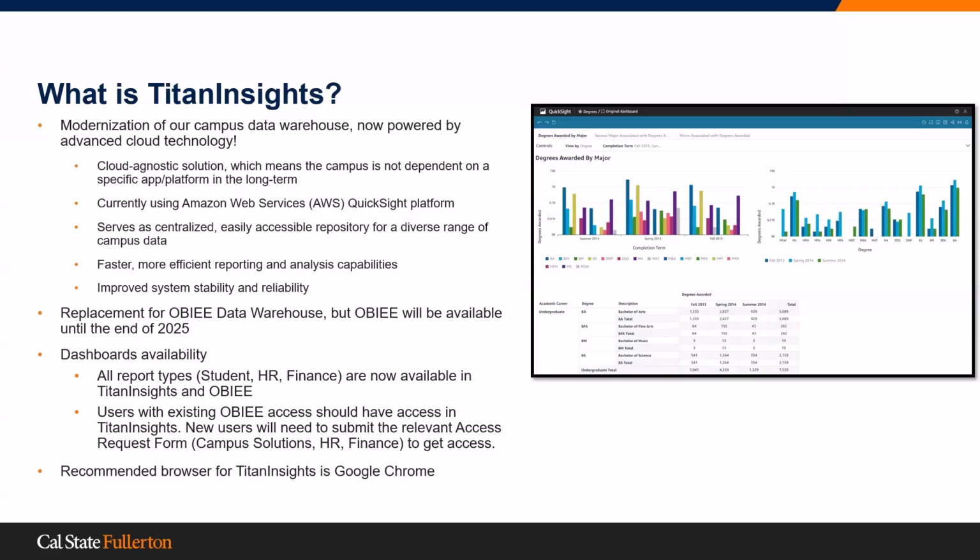And you'll notice it's faster, more efficient. There's improved system stability and reliability. It is a replacement for OBIEE, but you will be able to access OBIEE until the end of 2025. Currently, all of the report types, student, HR, finance, they're now available in Titan Insights and of course still in OBIEE. So if you had access to a report in OBIEE, you should have access to the same report in Titan Insights. If you don't, that would be a good time to email that Titan Insights at fullerton.edu and have them double check to make sure that your access was set up correctly.